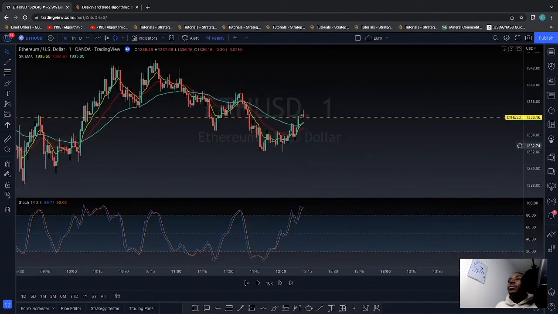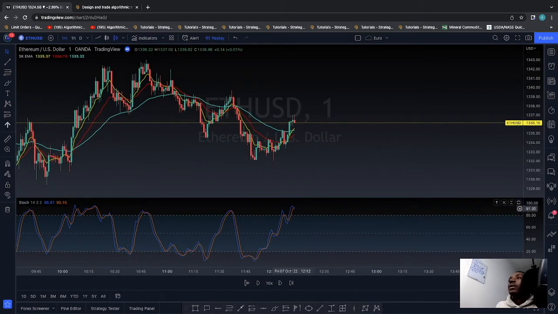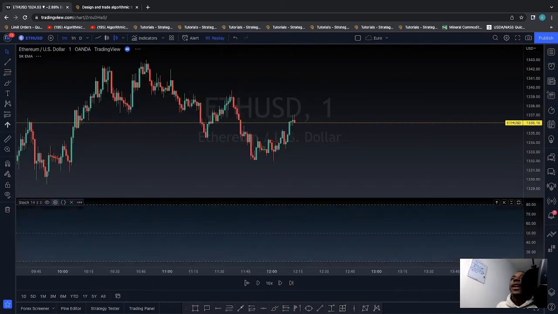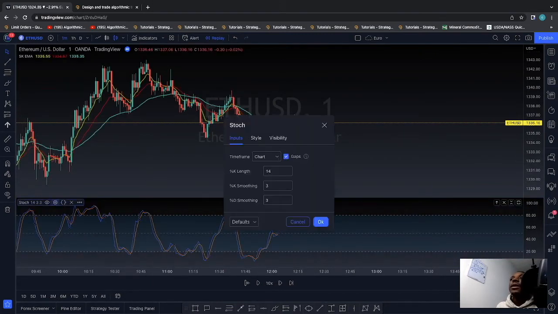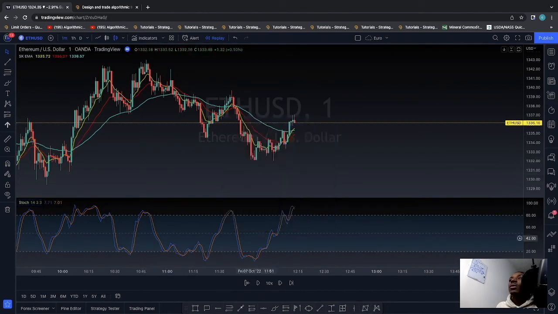And then what happens is the stochastic is now at an overbought level, represented by being above this 80 level. And the K line, which is the blue line, the faster moving line of the stochastic, crossed below the D line, right? And so once we have that cross below the D line on the 1 minute, that's when we want our bot to sell.